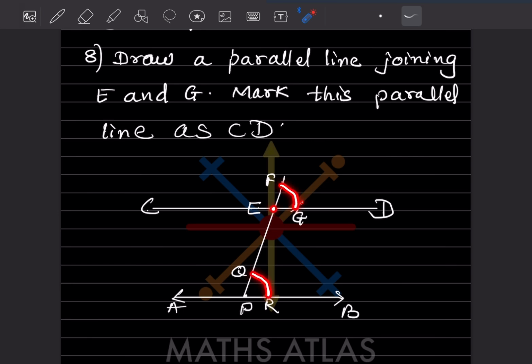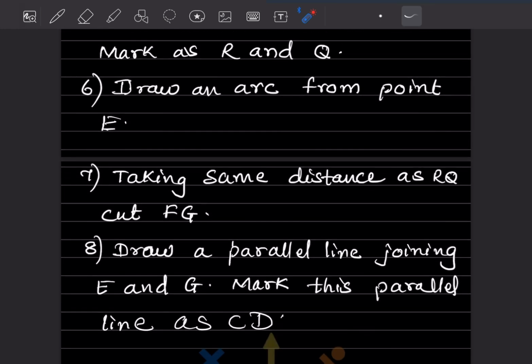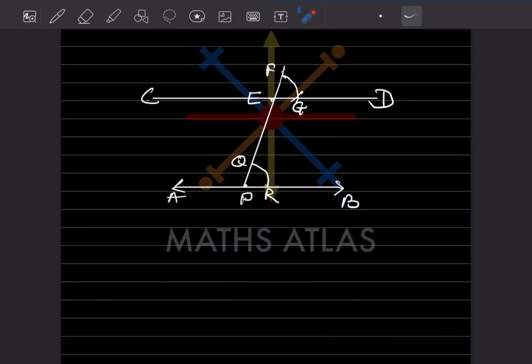This arc, and you will cut this arc here. Now you can see this point and this point. After cutting this one, you are going to draw one line, and this will be parallel to AB. We can name this as CD. This is what is given over here: draw an arc from point E, taking the same distance as arc cut FG, and draw a parallel line joining E and G, and mark this parallel line as CD. By this we have completed today's work.